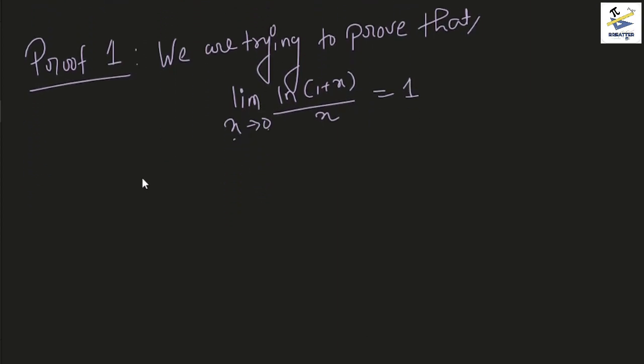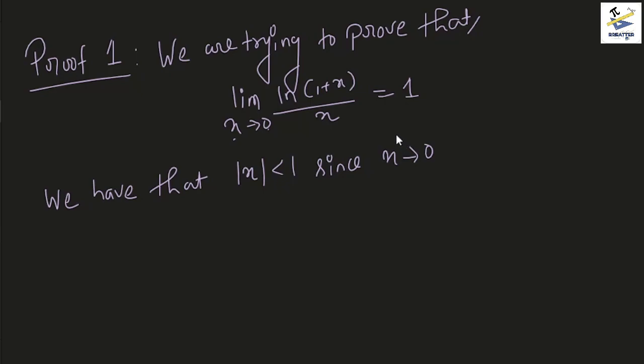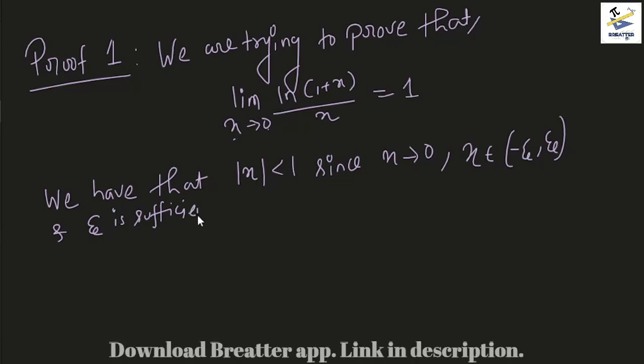Well, first of all, x tends to 0, so this obviously means that mod x is less than 1, since x tends to 0, so x is in the closed neighborhood of 0, right? So it's like an epsilon distance, which is very small. We can consider it as small as we want, and x is within that distance of 0. So basically x lies in an interval from minus epsilon to plus epsilon, and epsilon is sufficiently small.